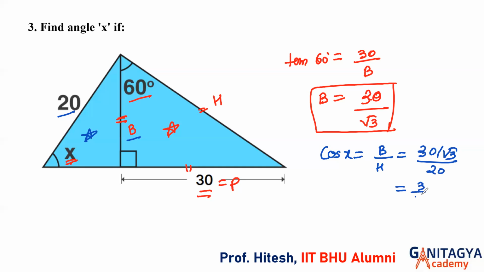So it is 3 upon root 3 cos X, that is nothing but root 3 by 2. So cos 30 is root 3 by 2, hence we can say X is 30 degree. Am I correct?